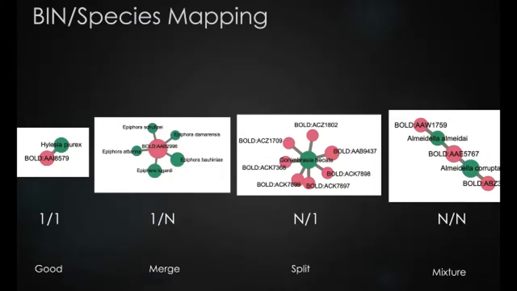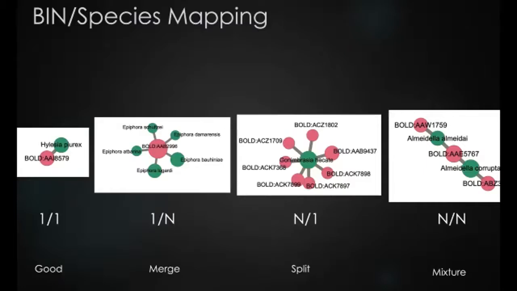Other cases are merges, where all members of multiple species are being grouped together into a single BIN. We call that a merge. And the opposite, where a single species gets separated out into multiple BINs, all the members falling into multiple BINs. And the last, a mixture, where it's actually a mixture of merges and splits, really just a jumble, where multiple members of a given species can share a BIN with another species, but also end up being merged and split.